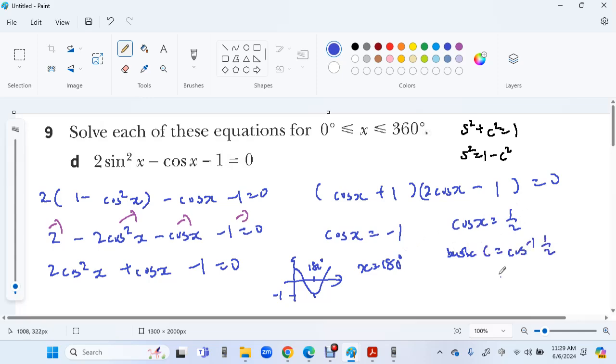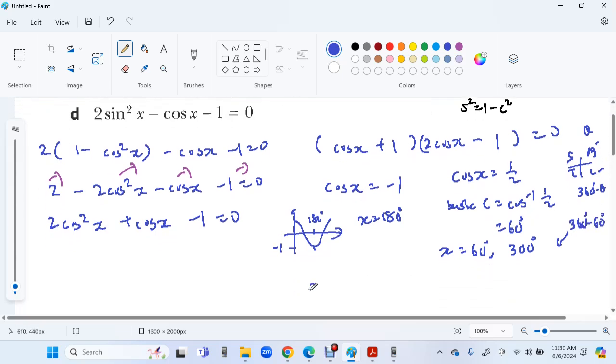And we have cos x is half, then the basic angle will be the arc cos of half, which is 60 degree. Then we have the ASTC, cos positive will be the first and the last quadrant, which is theta and 360 minus theta. So x will be the 60 degree and then the 300 degree. So this 300 degree is 360 minus 60. Okay, so we combine all together, x will be 60 degree, 180 degree, and 300 degree.